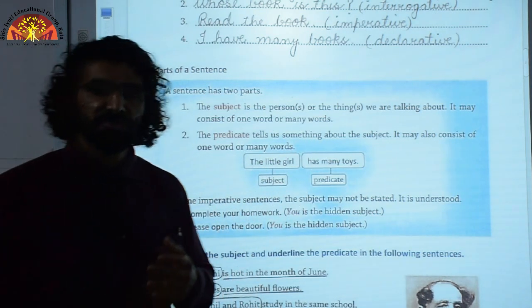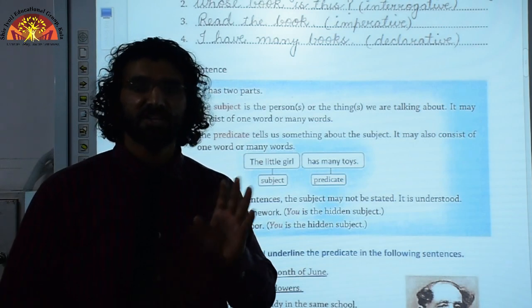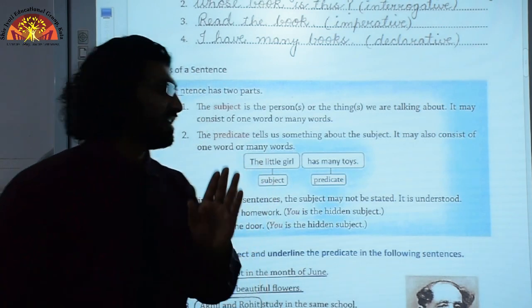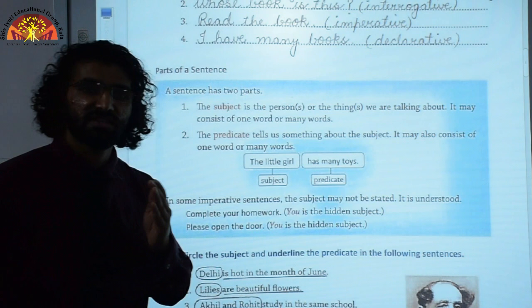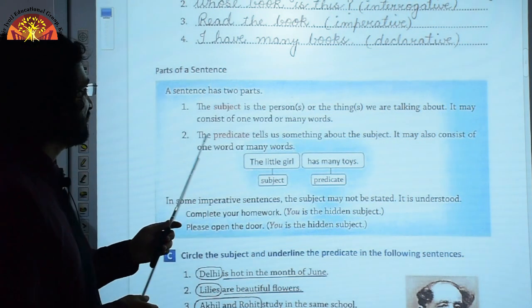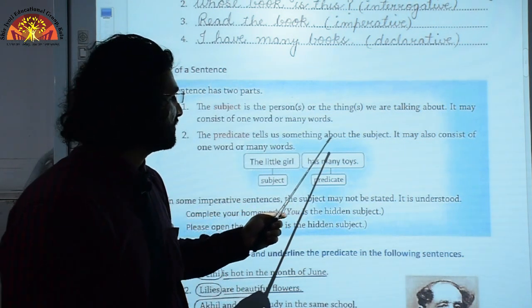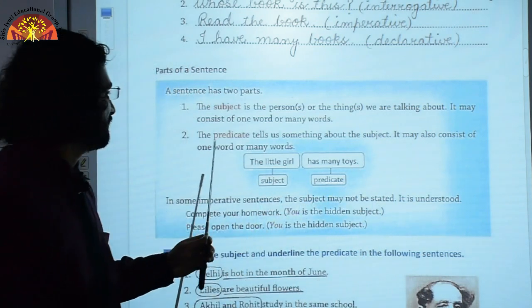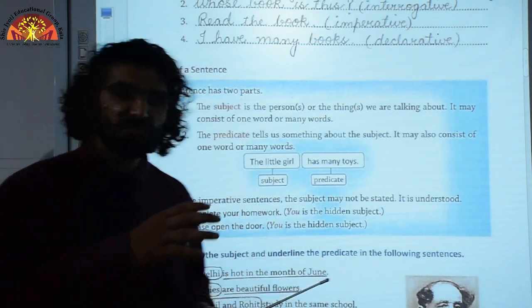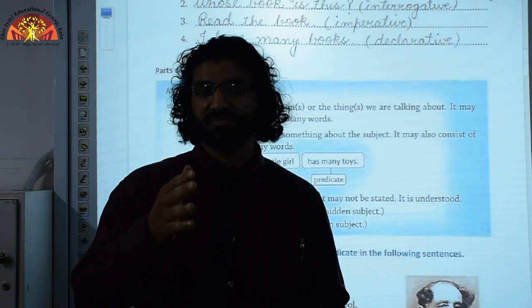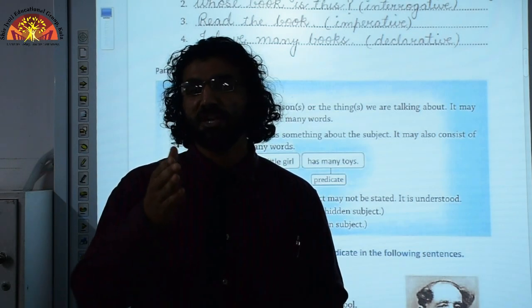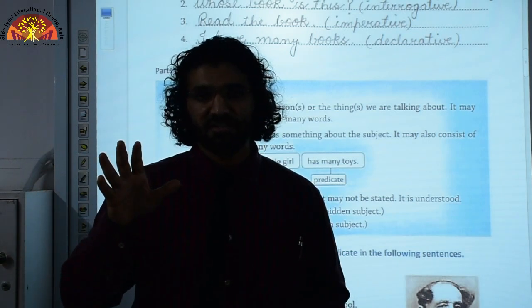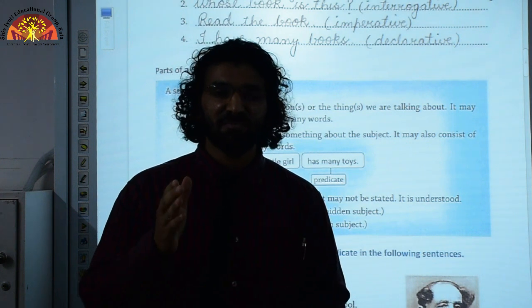Subject is the person or thing that we are talking about, that is mentioned in the sentence as the doer or performer of the action or activity. The predicate tells us something about the subject. It may also consist of one word or many words. Predicate tells us about the subject, about the main performer, in the sentence. You'll be able to understand it with the help of an example.